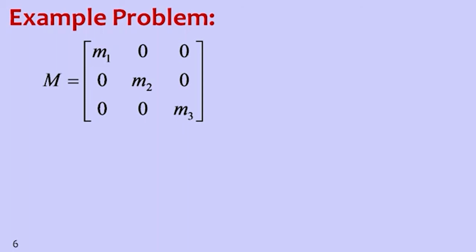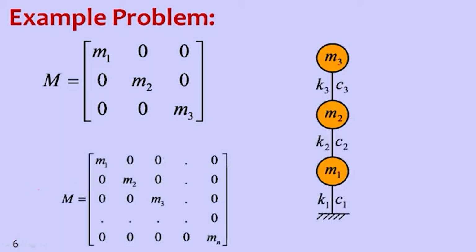Our objective today is to generate the mass matrix, where we will calculate M1, M2 and M3. And if we have more degrees of freedom, this is the universal matrix for n degrees of freedom, where we have Mi, Mi plus 1, Mi plus 2 and so on, all diagonal elements up to Mn, and the size of the matrix will be n by n.